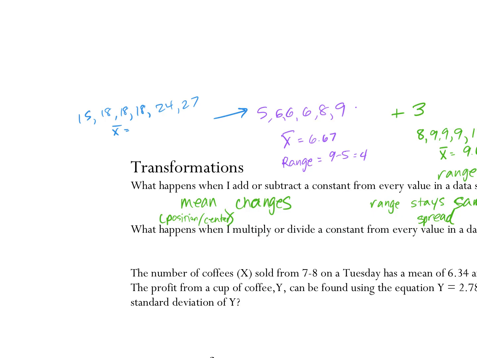And I just typed those in, y'all, and found my mean. And guess what? I got my mean to equal exactly 20, which happens to be 6.67 times 3. What about my range? What's my range here? 12. So what happened to my range? It also got multiplied. So when I multiply, the distance between those values gets bigger.